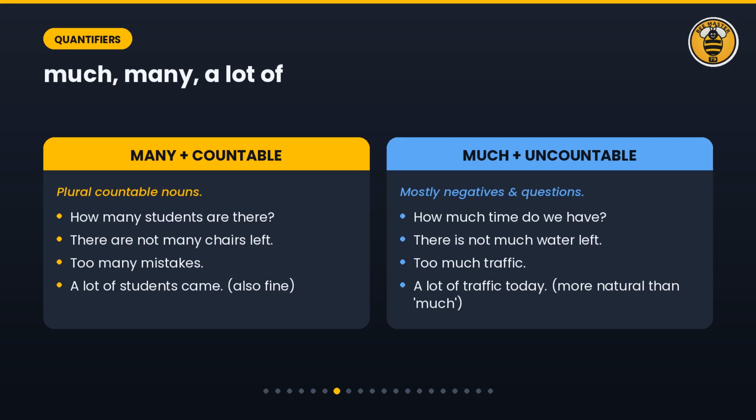Too much traffic. Here is an important point that textbooks often skip. In positive statements, much sounds quite formal or old-fashioned in everyday speech. Native speakers usually prefer a lot of. So rather than saying, there is much traffic today, say, there is a lot of traffic today. A lot of works with both types of noun, so it is a very safe choice.